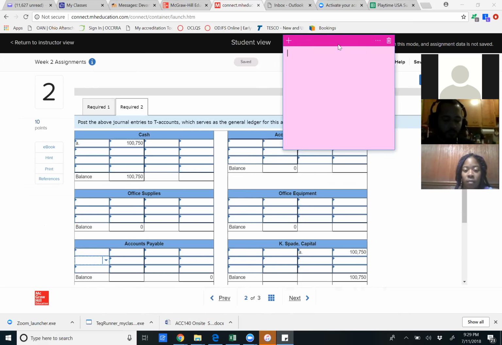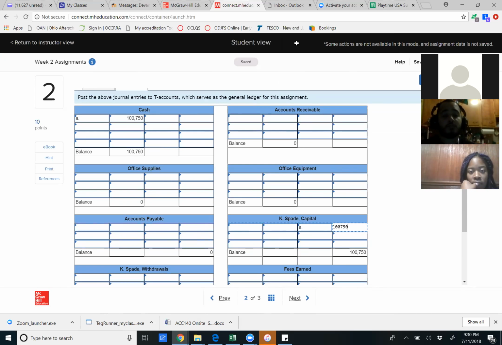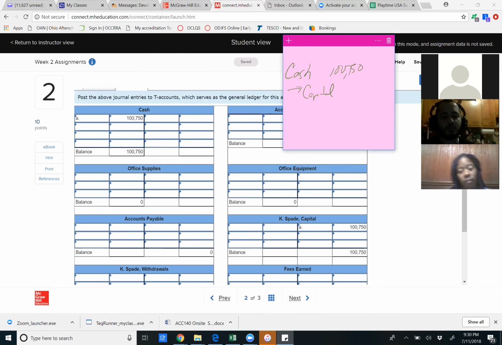All right. So when you create a journal entry, the debit goes first. So my journal entry is going to say cash, $100,750, and then you're going to indent it a little bit, and then you're going to do capital. So whichever one is a credit balance. So this is a credit balance, this side with capital. Remember, left-hand side is all debits, right-hand side is all credits. So our credit, which is capital, is going second. Debits go first, credits go second. So $100,750, and then you indent it. So this is our journal entry.